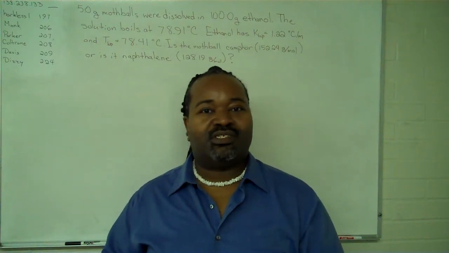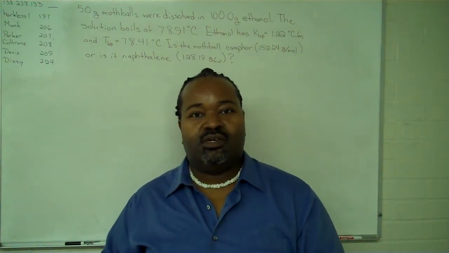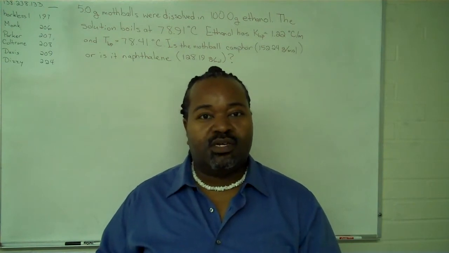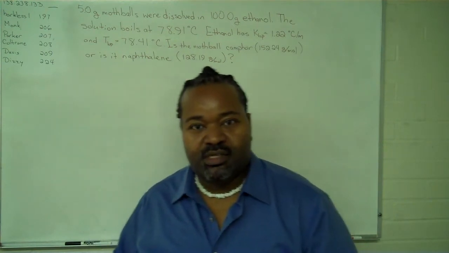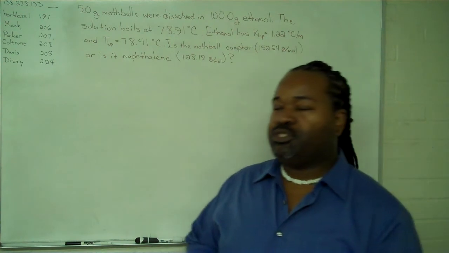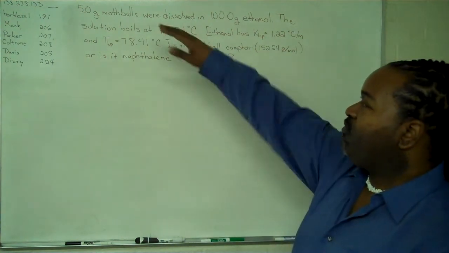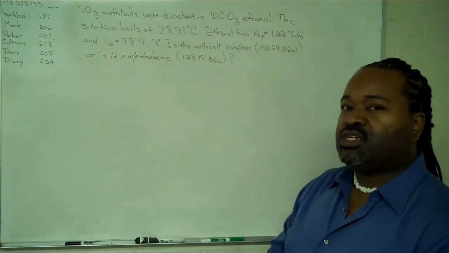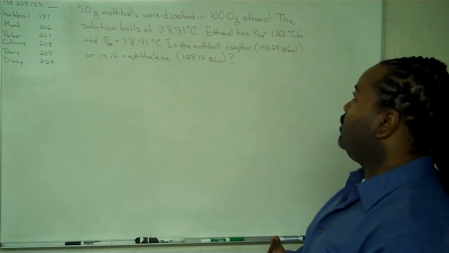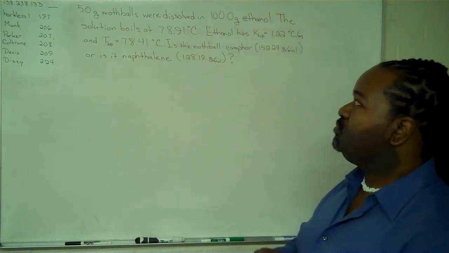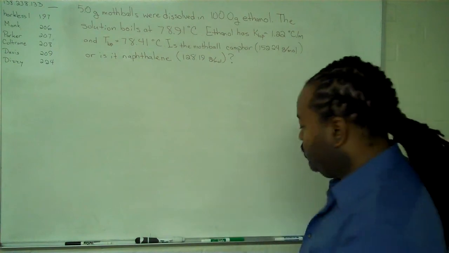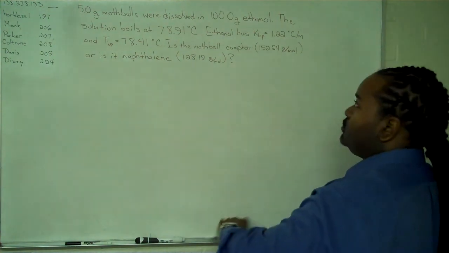This instructional video is designed to show you how to use what we know of colligative properties, particularly boiling point elevation, to answer a question about a solution. We have 5 grams of mothballs that were dissolved in 100 grams of ethyl alcohol, or ethanol. And we have a new boiling point for the solution.